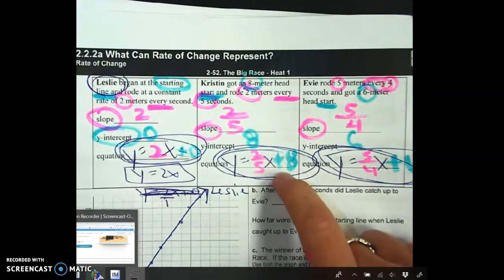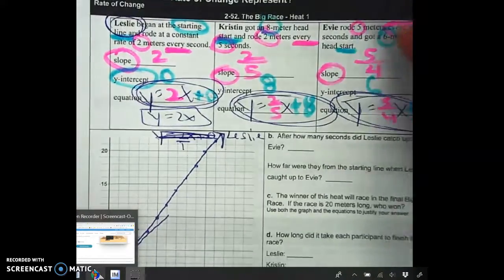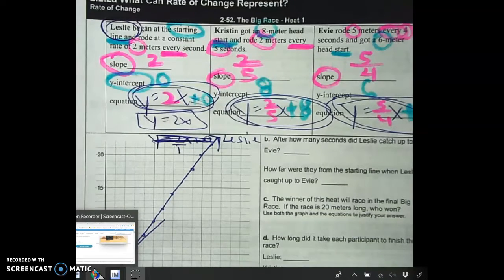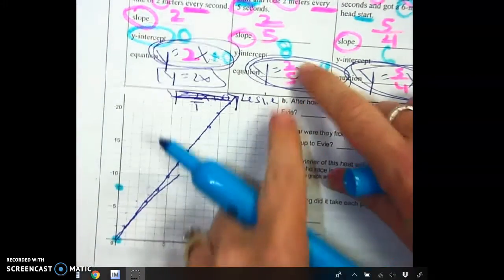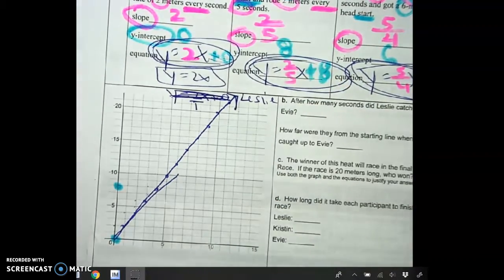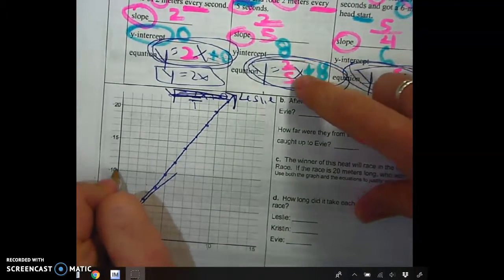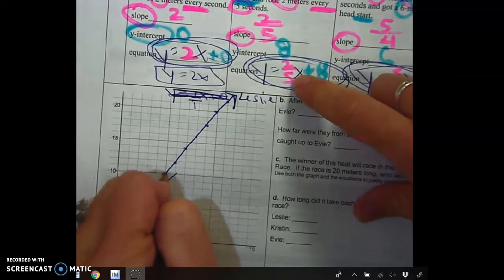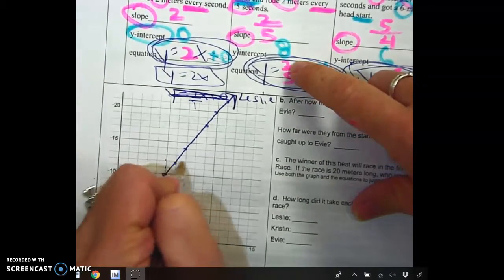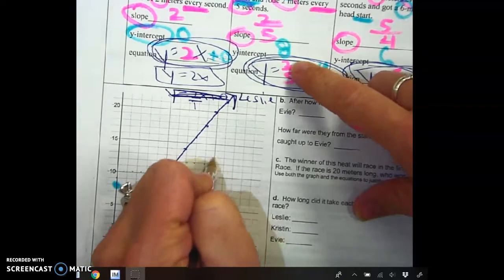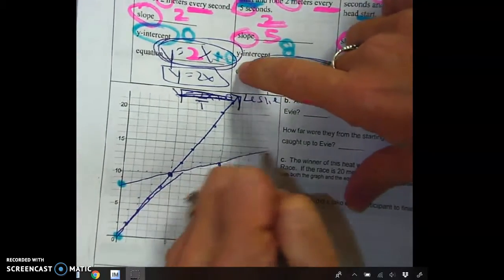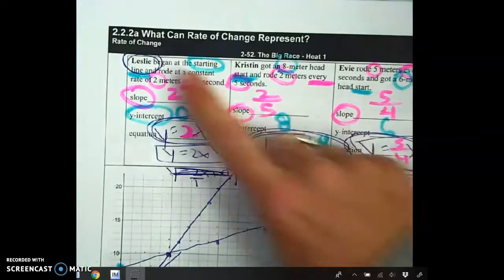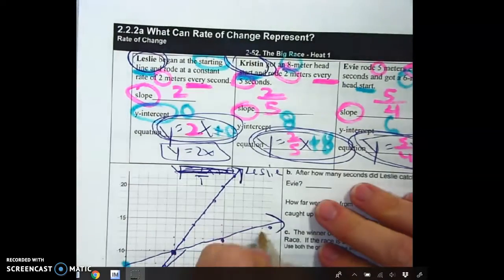Now let's go to this one. I go up 8. So let me move this up a little bit. I'm going to go up 8, 5, 6, 7, 8. And now I go up 2, right 5. Up 2, right 1, 2, 3, 4, 5. Up 2, right 5. Up 2, right 5. And I connect them. But this time it isn't Leslie, it's Kristen.